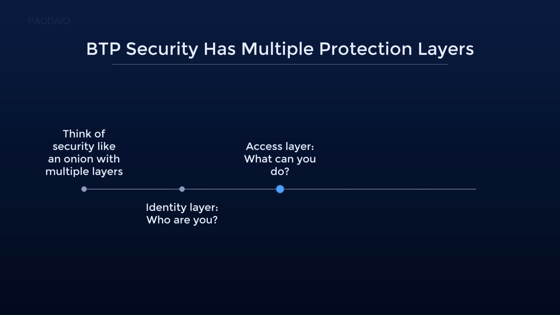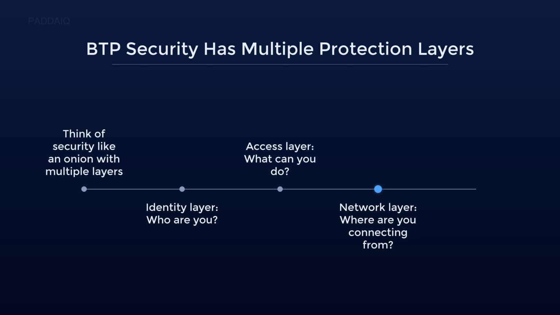Access layer: what can you do? This defines the specific actions and operations a user is permitted to perform once they have access to a system. For example, a developer might be allowed to deploy applications but cannot modify user authorizations. This ensures users only perform tasks aligned with their job responsibilities, maintaining security and operational integrity.